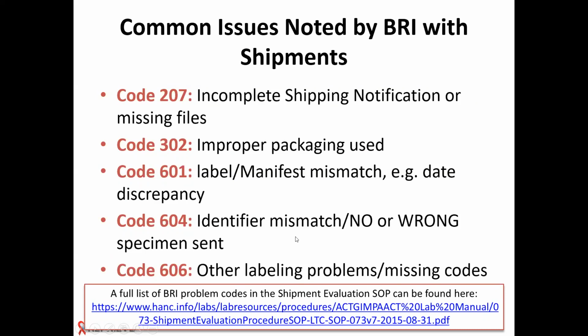We have identifier mismatch, so we have the wrong specimen was sent, which is solved by accurate QA/QC, or no specimen was sent, which means that the specimen is on the shipping batch but not included in the box. And then we have other labeling problems or missing codes, code 606 here at the bottom.